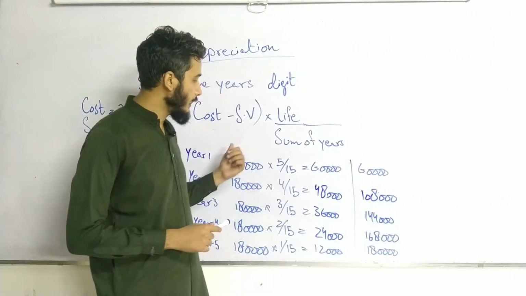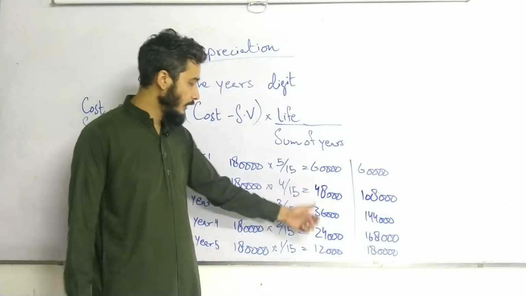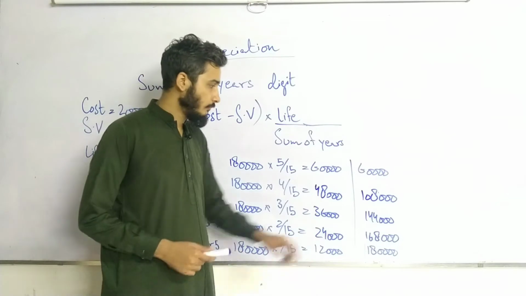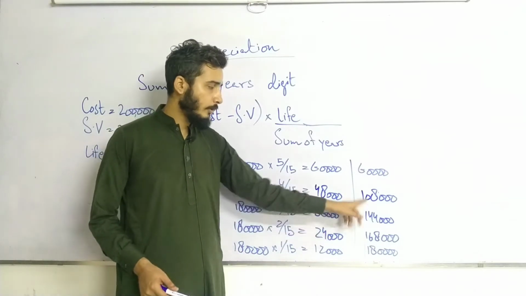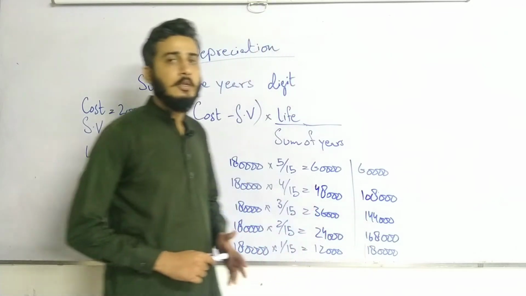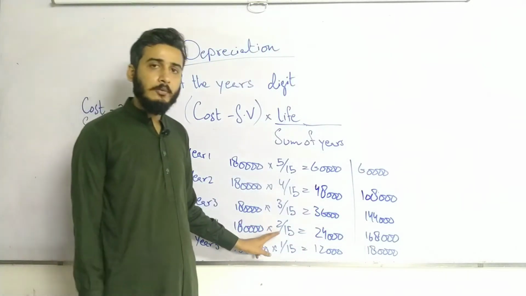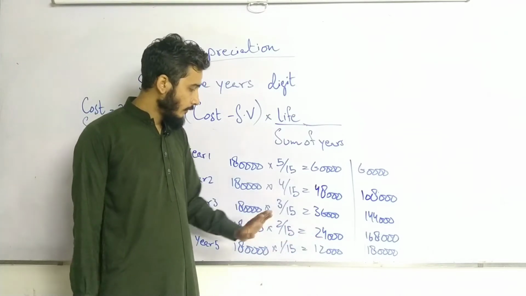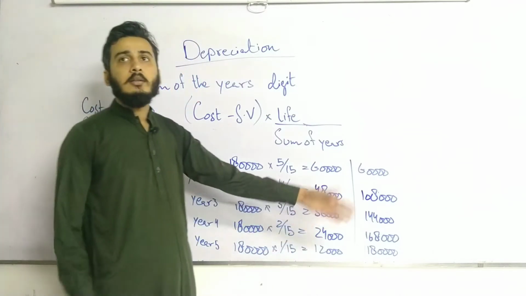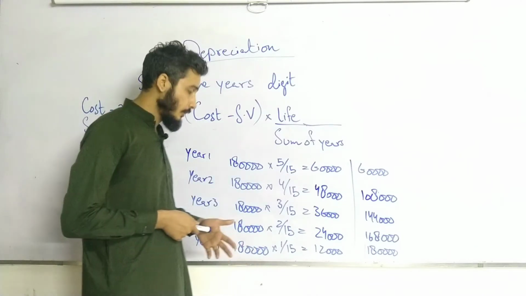Why is it so? Because the asset is used for 2 years. Now 3 divided by 15, and we have got 36,000. Now by adding it to the previous year's total depreciation, we have got the total depreciation till year 3, and in year 4 the asset was left over for 2 years, and by multiplying it we have got the depreciation expense for the year and the total depreciation as well.